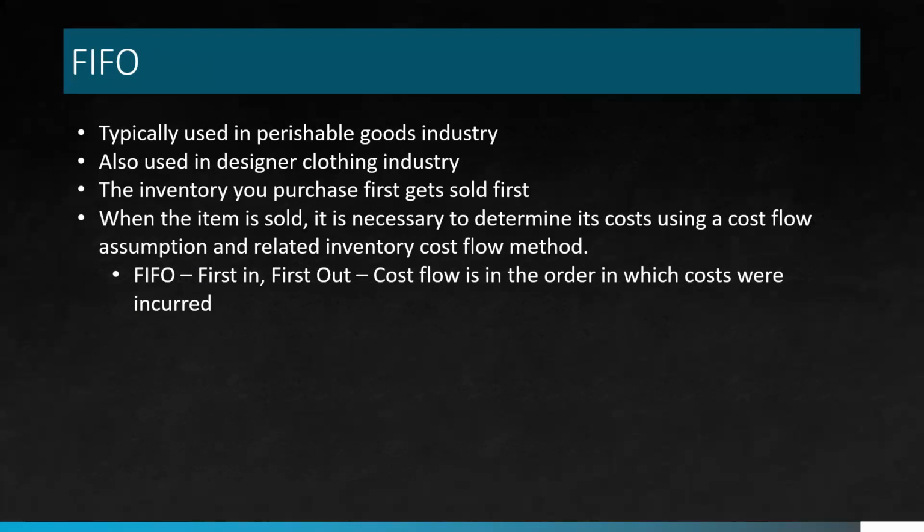So again, FIFO is the inventory that you purchase first, and it gets sold first. And when the item is sold, it's necessary to determine its cost using a cost flow assumption and related inventory cost flow method.